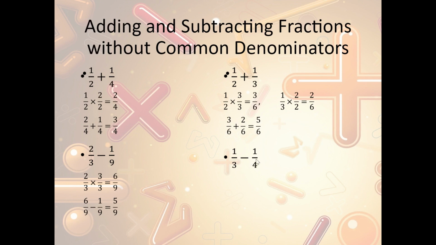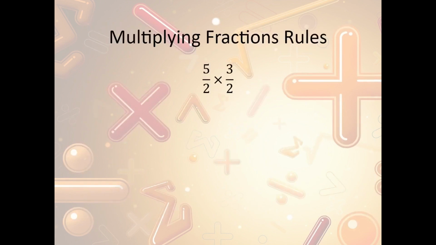Now, 1 over 3 minus 1 over 4. Again, I can't multiply 3 times anything to get 4. So I'm going to have to multiply this one top and bottom by 4, and this one top and bottom by 3. So 1/3 times 4 over 4 is 4 over 12. And 1 over 4 times 3 over 3 is 3 over 12. Notice now my denominators match. So now I can just subtract the numerators. So 4 minus 3 is 1, and I leave the denominator as is.